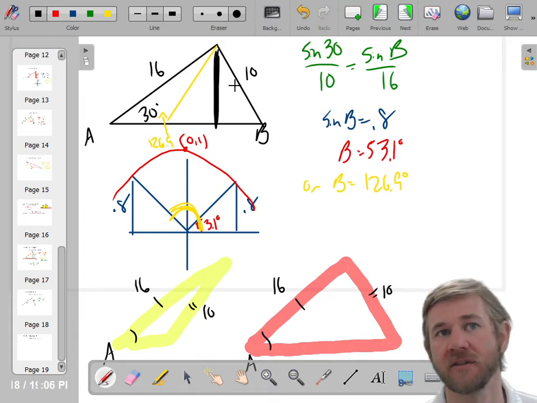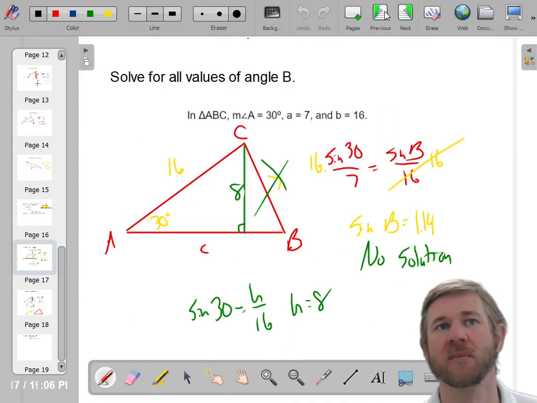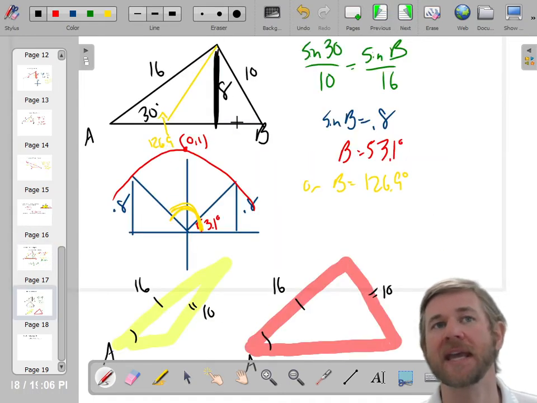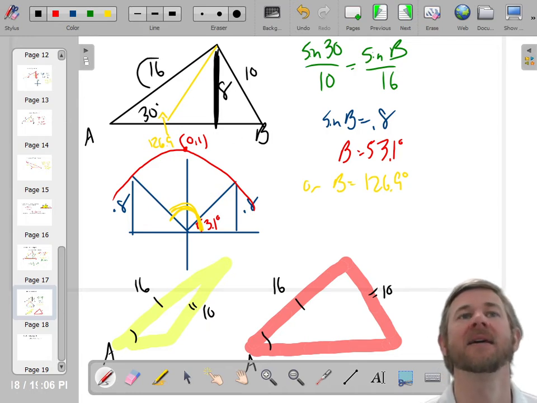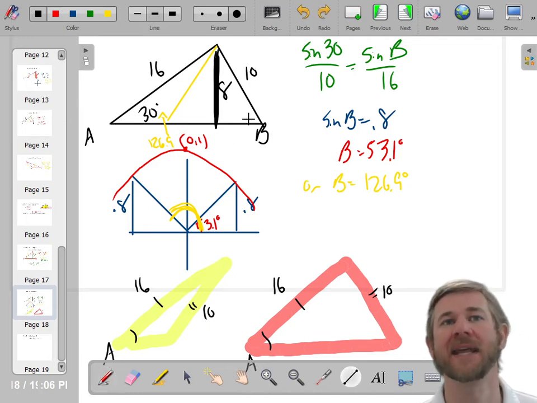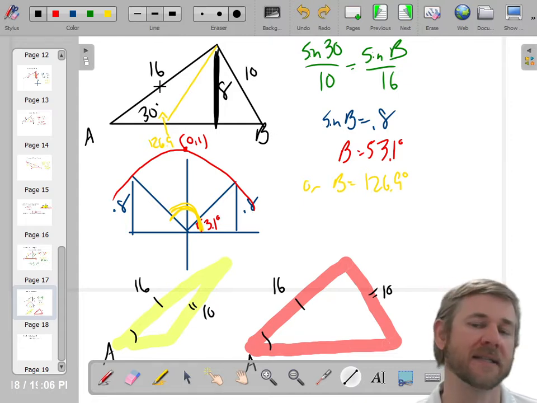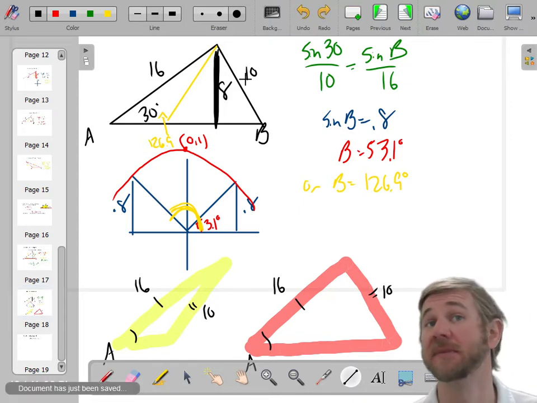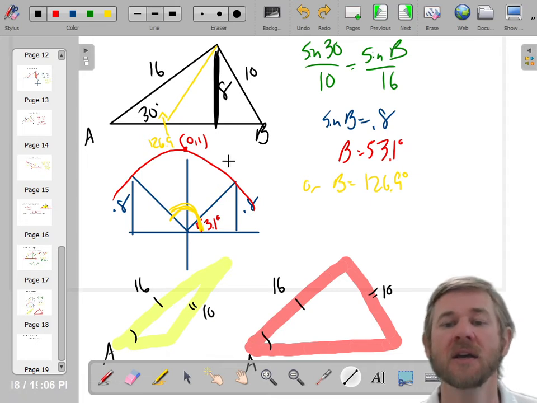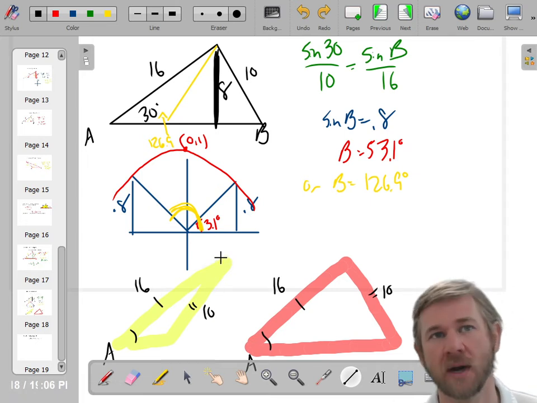So you could do the sine of 30 over 16. Bigger than that minimum, which I think in the other problem we said it was 8. Yeah. Bigger than 8, but less than what would form an isosceles triangle. So anything between 8 and 16 will give you two triangles. If you get to 16, you're only going to get one triangle. But in this problem, 10 is between 8 and 16, so we will get two different triangles.